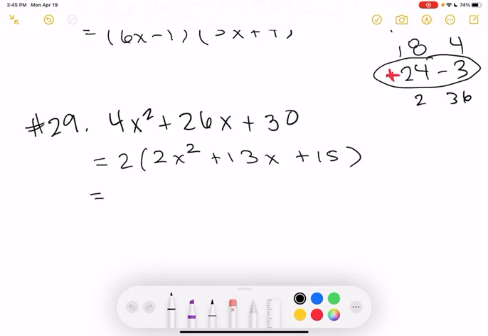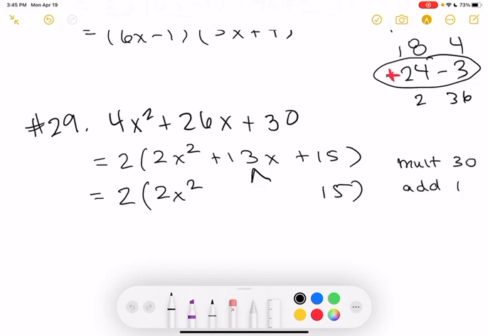All right, so there's nothing else we can pull out. And if you like the shortcut, you cannot use it here because that leading coefficient is a 2 instead of a 1. So that means we have to work it out the long way. So I'm going to write the 2x squared and the 15. We're trying to break apart that 13. We want two numbers that multiply to 30 and add to 13. And hey, that looks like an easy one, right? Because I know 10 and 3 will multiply to 30 and add to 13. So that is good.